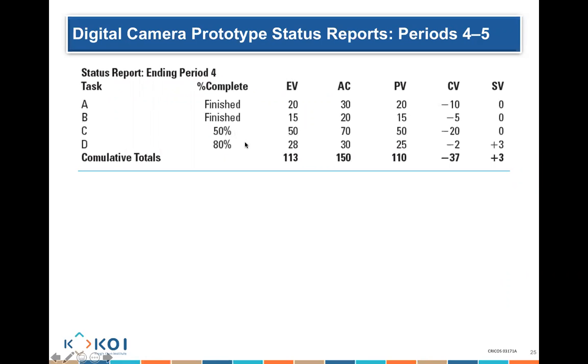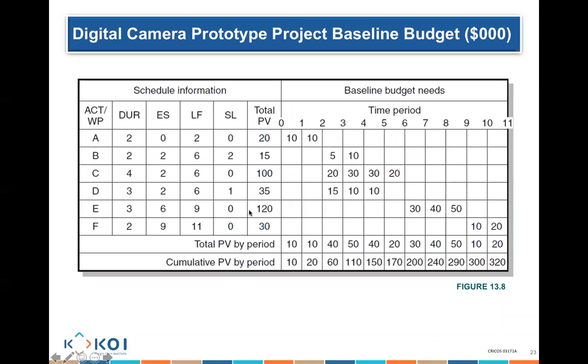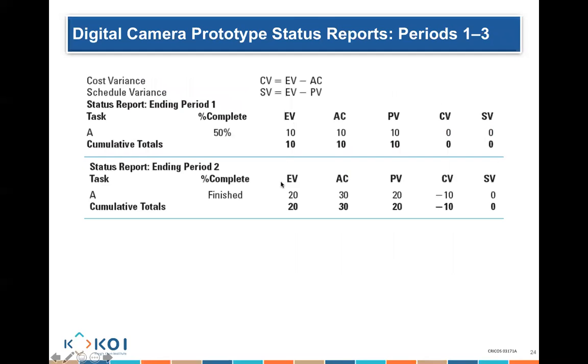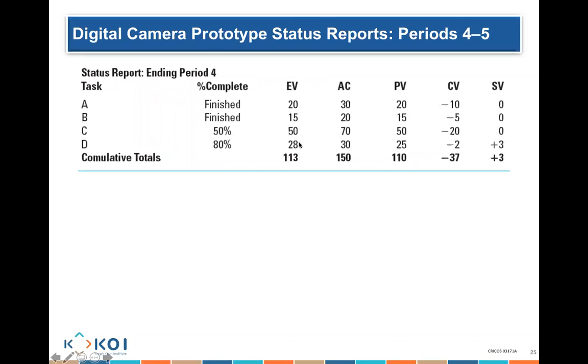We know for C, we did 50% of the work. So 50% of $100 budget, that's $50. The plan was 50 and the cost is 70. So we are obviously spending more money. And we do the same thing here. 80% I've earned for activity D. Well, 80% of 35, 80% of it is $28.